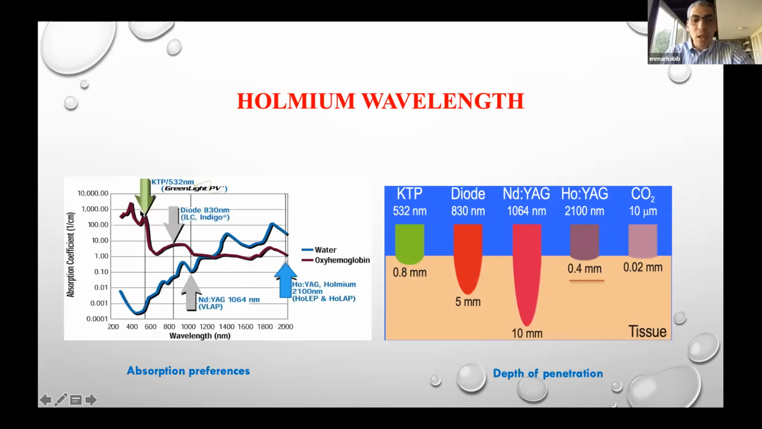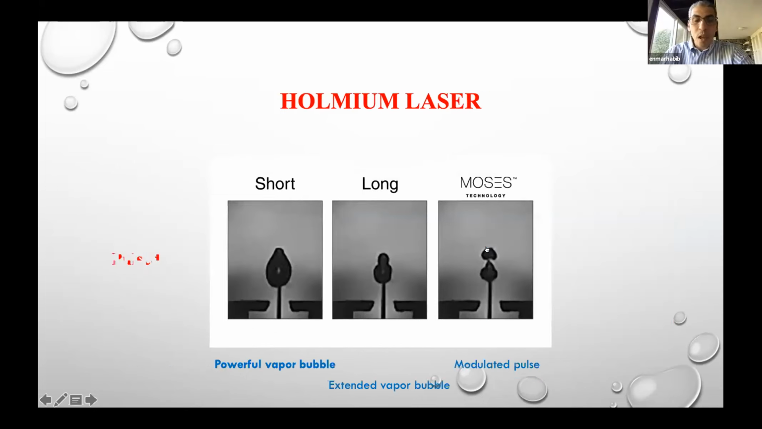The Holmium laser, with a wavelength of 2140 nanometers, is highly absorbed by water. This is in contrast to the KTP laser, whose chromophore is hemoglobin, so it is absorbed by hemoglobin. With this special preference for water, the Holmium laser has a superficial depth of penetration of 0.4 millimeter when compared to other types of laser. The most invasive is the Nd:YAG laser, with 1064 nanometers, which goes deep in tissue, up to 1 centimeter.